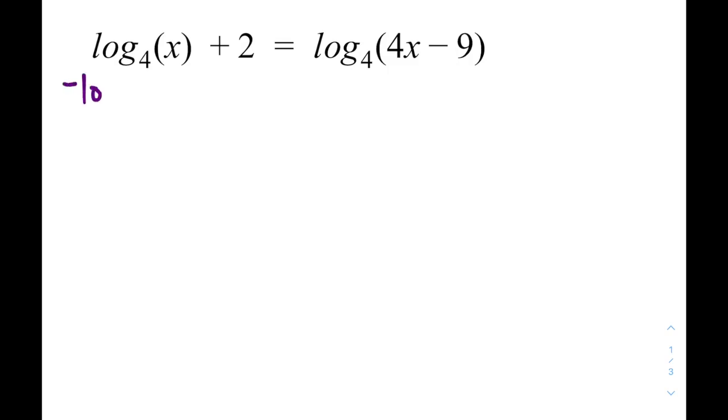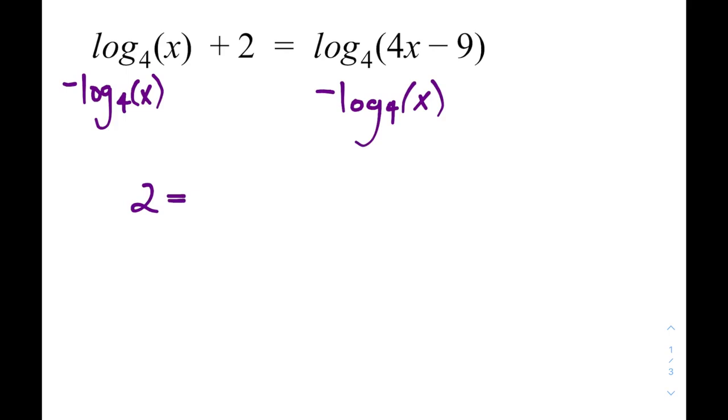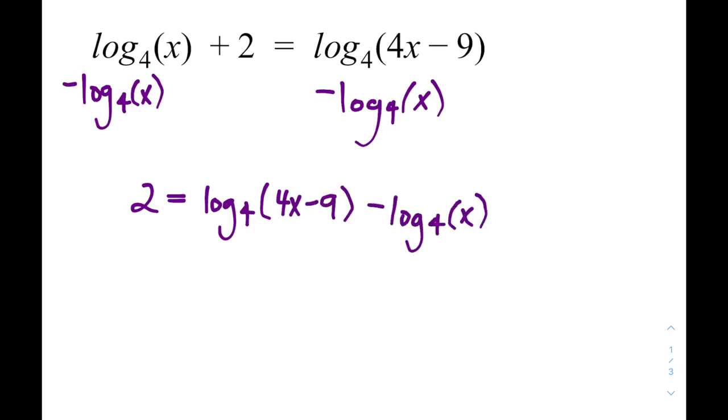But what I can do here is subtract log base 4 of x from both sides. It's a positive term, so I'm going to undo it by subtracting it. I'll be left with 2 equals log base 4 of 4x minus 9 minus log base 4 of x. Okay, now I can do my condensing. Subtraction condenses to division. So this becomes log base 4 of (4x minus 9) over x.